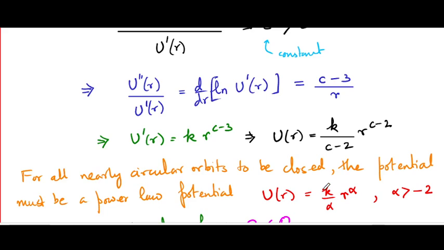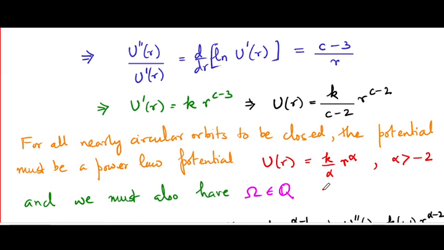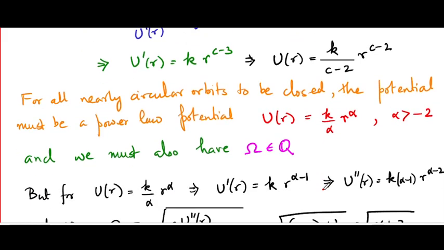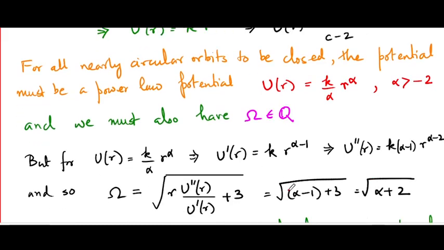But now let's come to the question about whether you can have other potentials. The important demand, of course, is omega has to be a rational number. But if you have u given by this, u prime and u double prime are easy to calculate. And if you just plug this all in, omega works out simply to be square root of alpha plus 2. So not only must our potential be a power law potential with a power r to the alpha which is more than minus 2, you must also have square root of alpha plus 2 as a rational number.